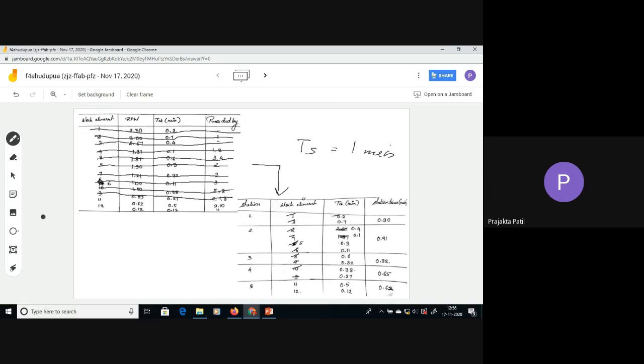Next, take another workstation. Let me start from 11. It is 0.5. The constraints of 9 and 10 are already assigned. So 11 is also assigned. Can I further add something? Yes. The TK value will still satisfy the condition, and also the precedence. So the last allocation is this 12th one.